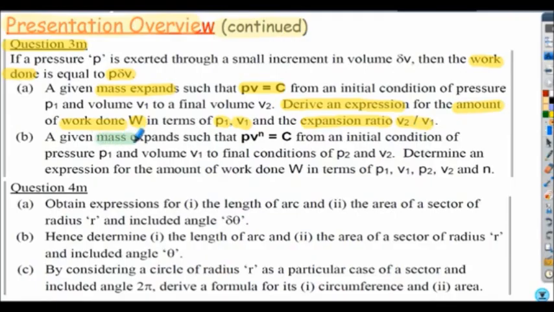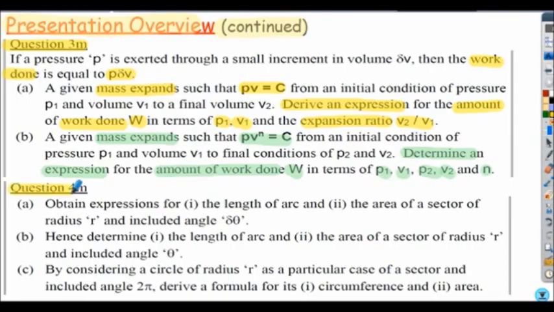Next, we're given that the mass expands by the law PV to the power n equals a constant. And again, given some information in the question, we've got to determine an expression for the amount of work done, capital W, in terms of P1, V1, P2, V2, and the index n. Again, using the process of integration.